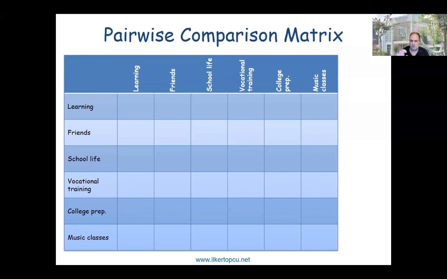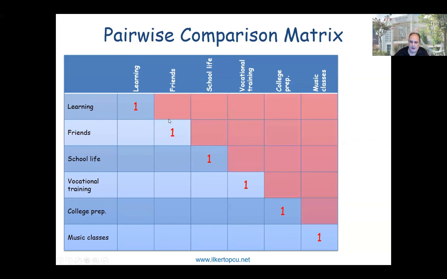We are trying to select a school for our kids or for some friends' kids. And we have learning, friends, school life, vocational training, college preparation, and music classes. In this matrix, we have 6 times 6, 36 entries, but we will not ask 36 pairwise comparison questions, for those who are very unfamiliar with AHP, ANP, I am talking about this. Diagonal entries are filled as one automatically, because it doesn't make sense to ask which one is more important, which one affects school selection more, learning or learning. They are the same, it's one.